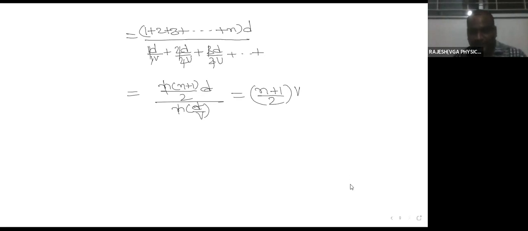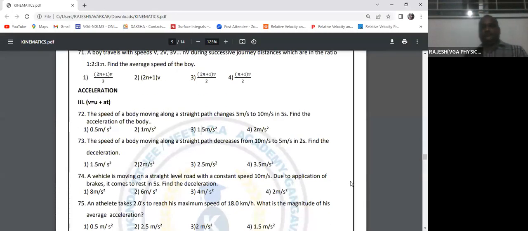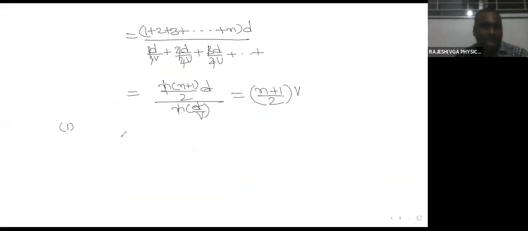So any doubts in this one? If there are no doubts, we can move on to next questions. A little bit of introduction about equations of motion. Then we can look at the equations of motion questions also. So what is equations of motion? From definition of acceleration, what is acceleration? Final velocity minus initial velocity by time. So v is equal to u plus at. This is first equation of motion.